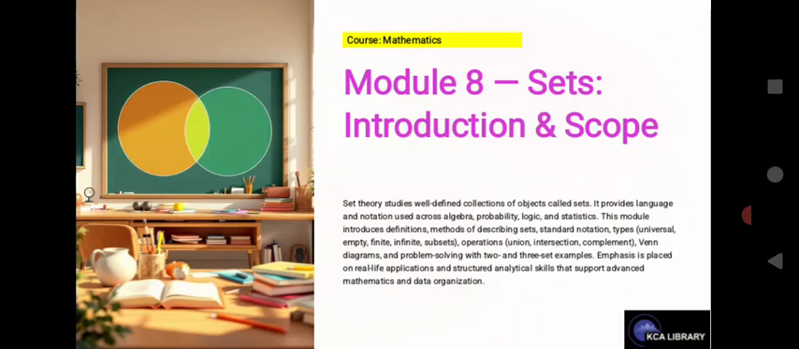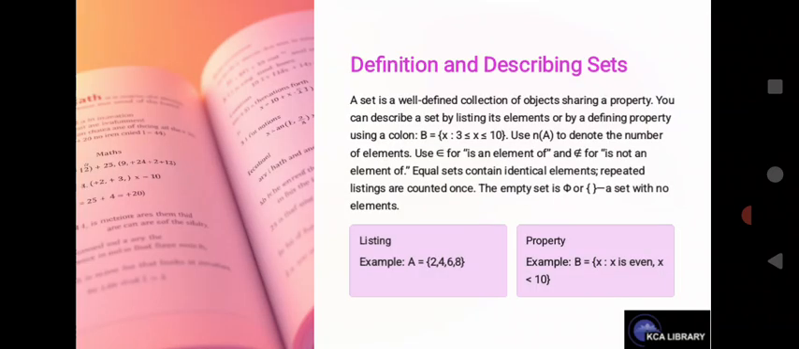So what is a set? A set is a well-defined collection of objects that share a related property or that are similar. A set is a collection of well-defined similar objects.